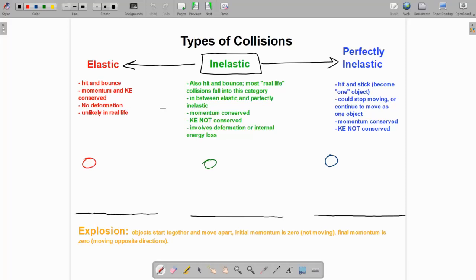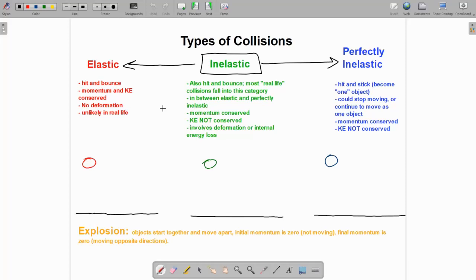Okay, so there's no deformation of the objects, meaning that, for instance, in a car crash, when two cars come together, all the metal gets bent and things break off of the cars and there's pieces everywhere. There's glass all over the road from the windows. That would be deformation. Okay, so the object itself is altered.